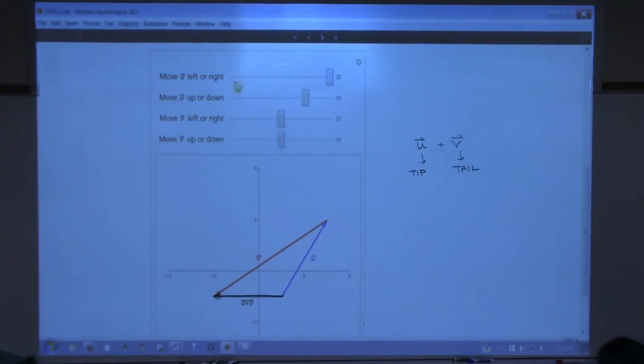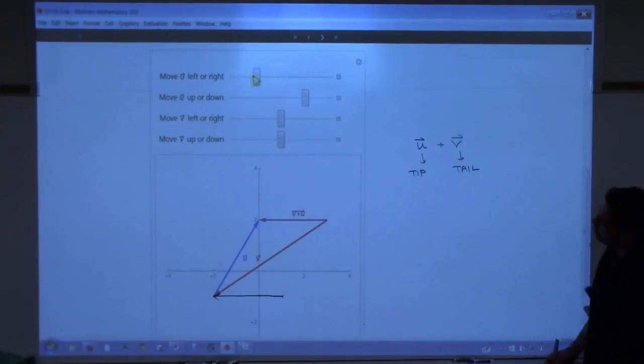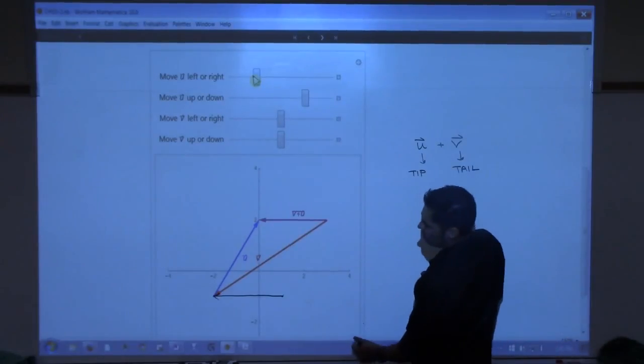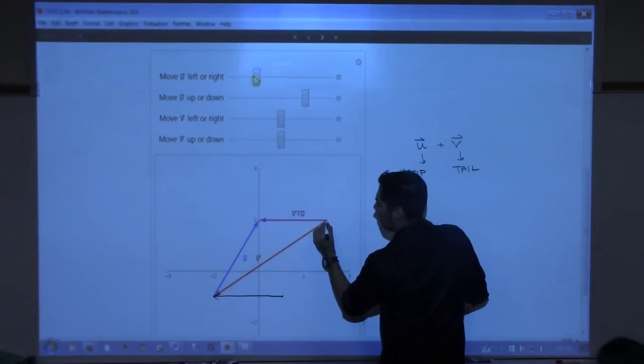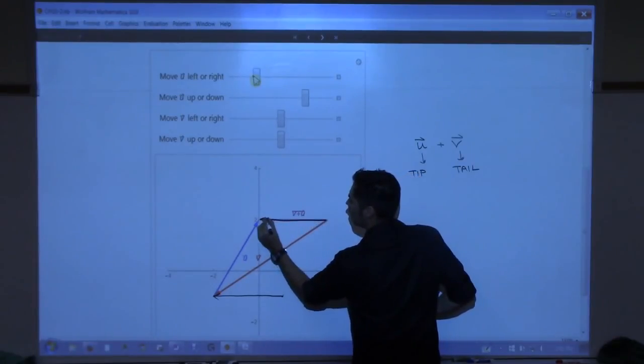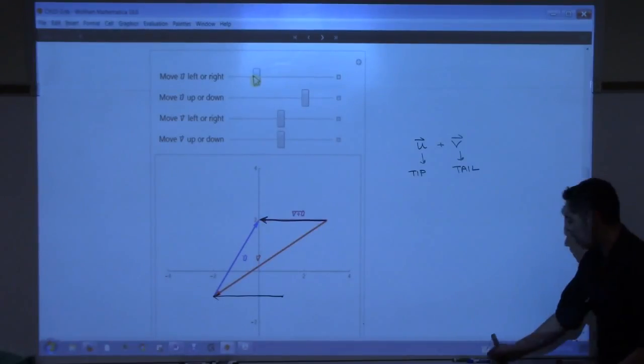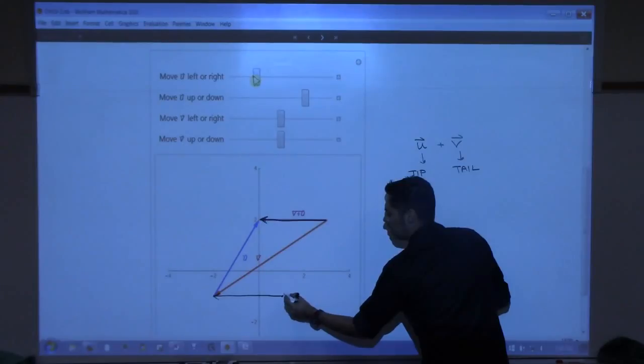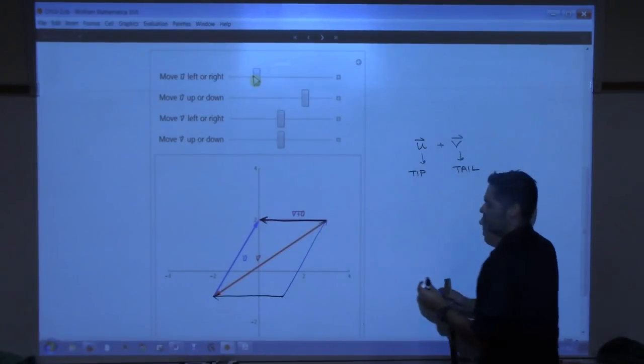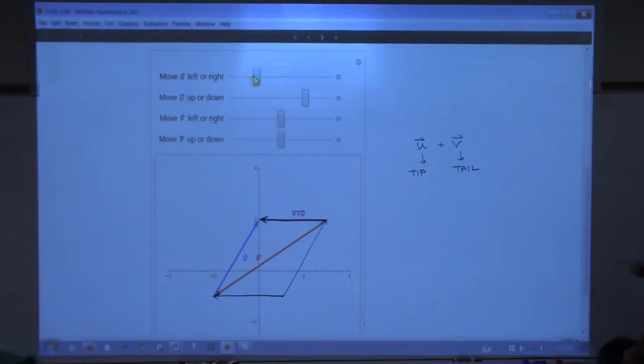Now this is called the parallelogram rule because that's not the only way I could have done it. Let's see if I can do it this way. I could have done it this way. And where's the result here? Right up here? That's also the same vector. And if I put that u back where it was initially, no matter how I do it, I create this parallelogram, right?